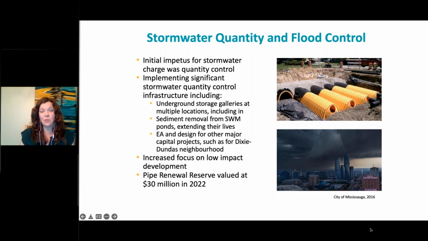We've also increased our focus on low impact development, so bioswales, rain gardens, permeable pavement, and those kinds of options as well. And we have also implemented a pipe renewal reserve, knowing again that our storm sewers are all aging at about the same time. We began with very modest deposits into the pipe renewal reserve, and it's currently valued at about 30 million this year. Next slide, please.